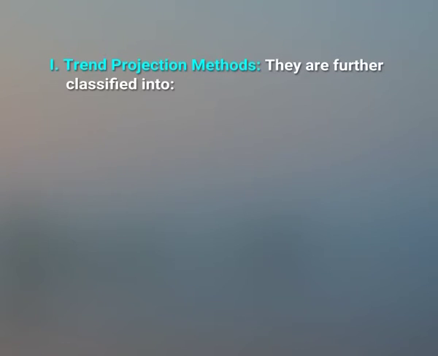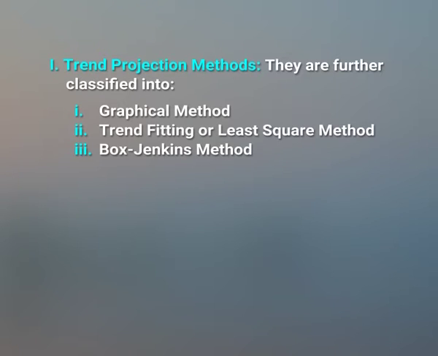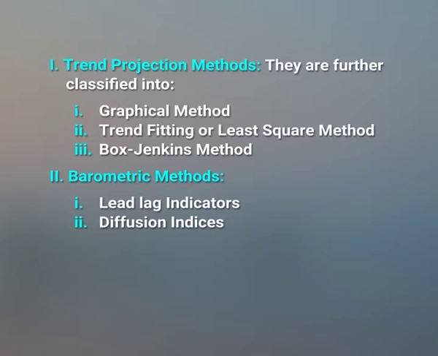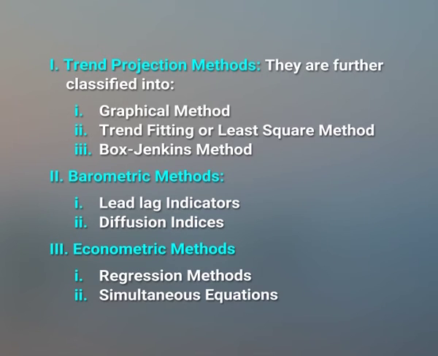The following are the statistical methods. First one is trend projection methods. They are further classified into graphical method, trend fitting or least square method, and the third one is Box-Jenkins method. The second one is barometric methods. Under barometric methods, we have two methods. The first one is lead lag indicators and second one is diffusion indices. The third method is econometric methods. Under econometric methods, we have two methods. The first one is regression methods and the second one is simultaneous equations method.